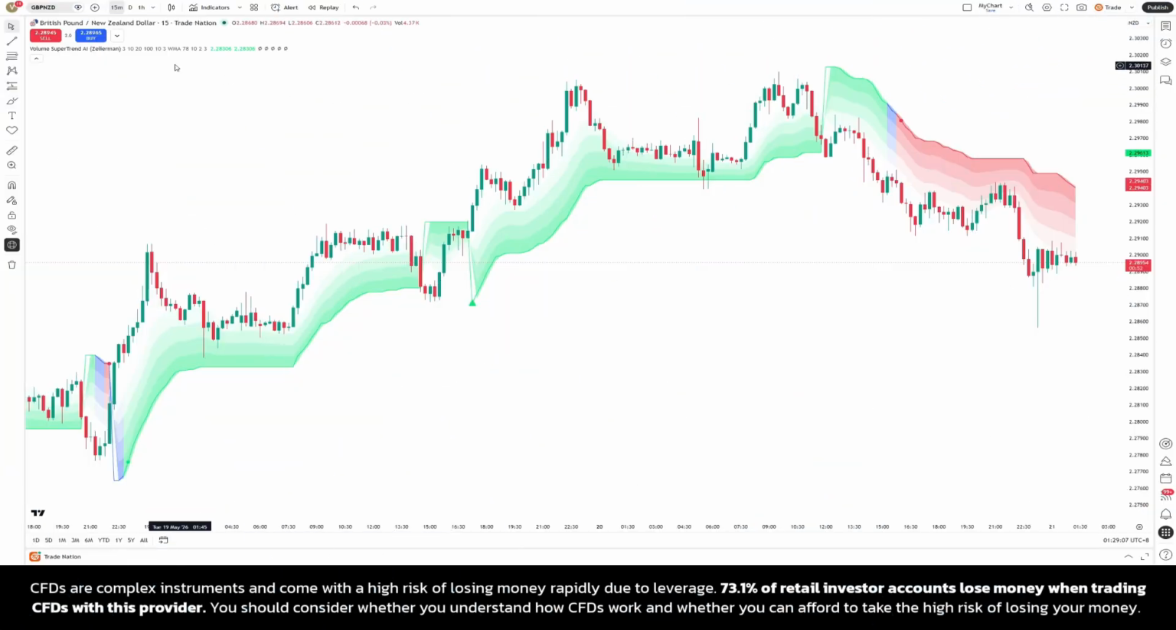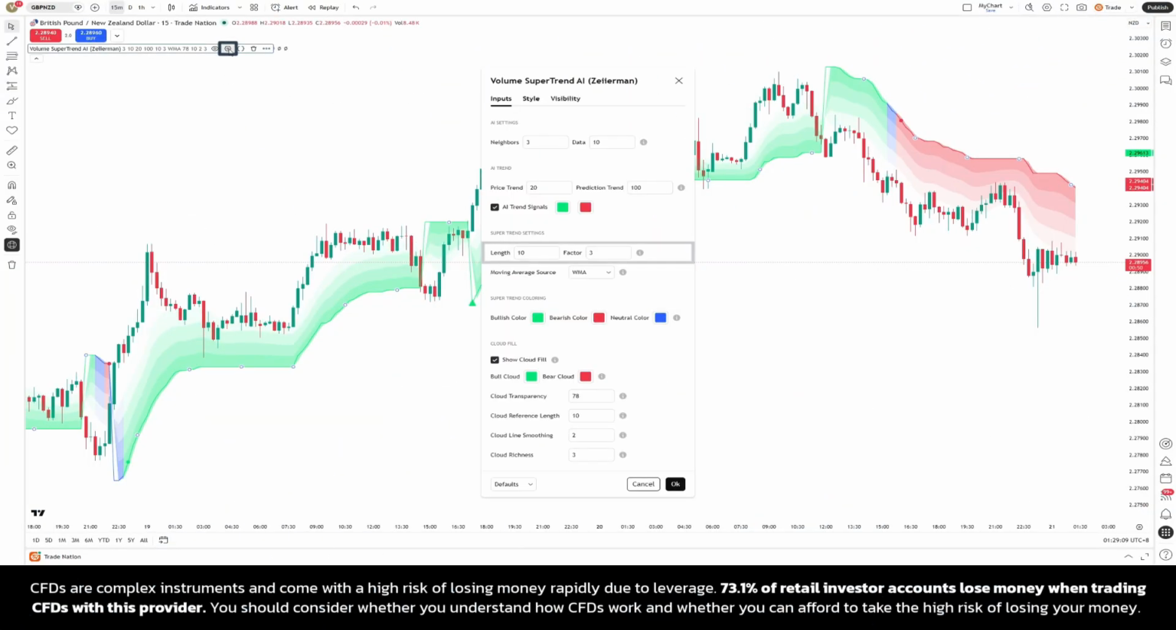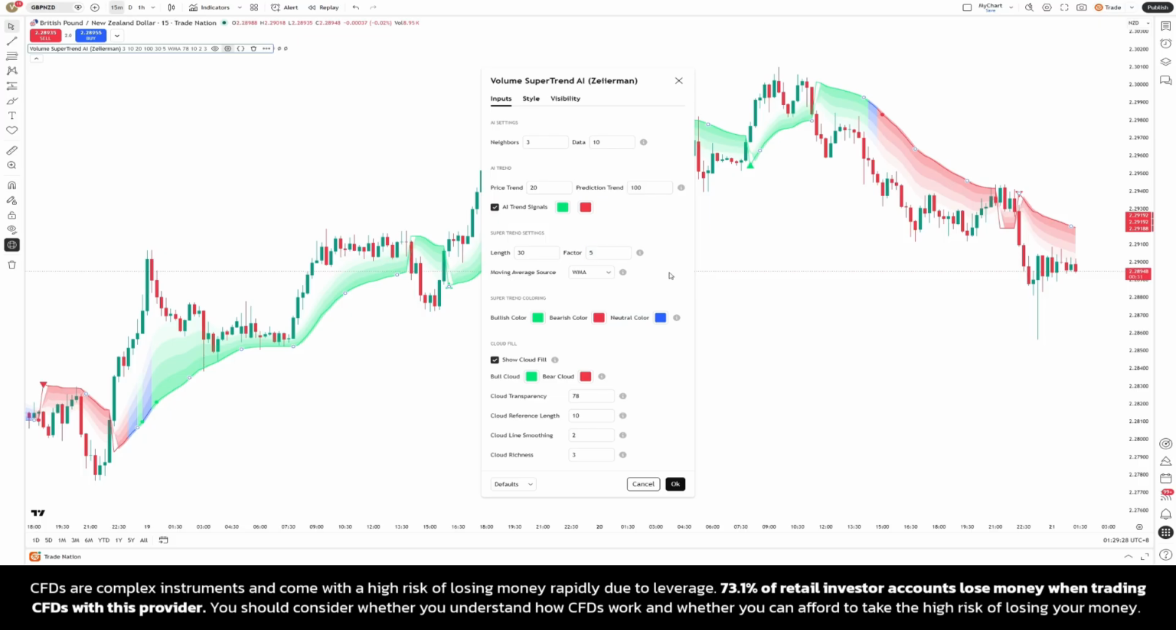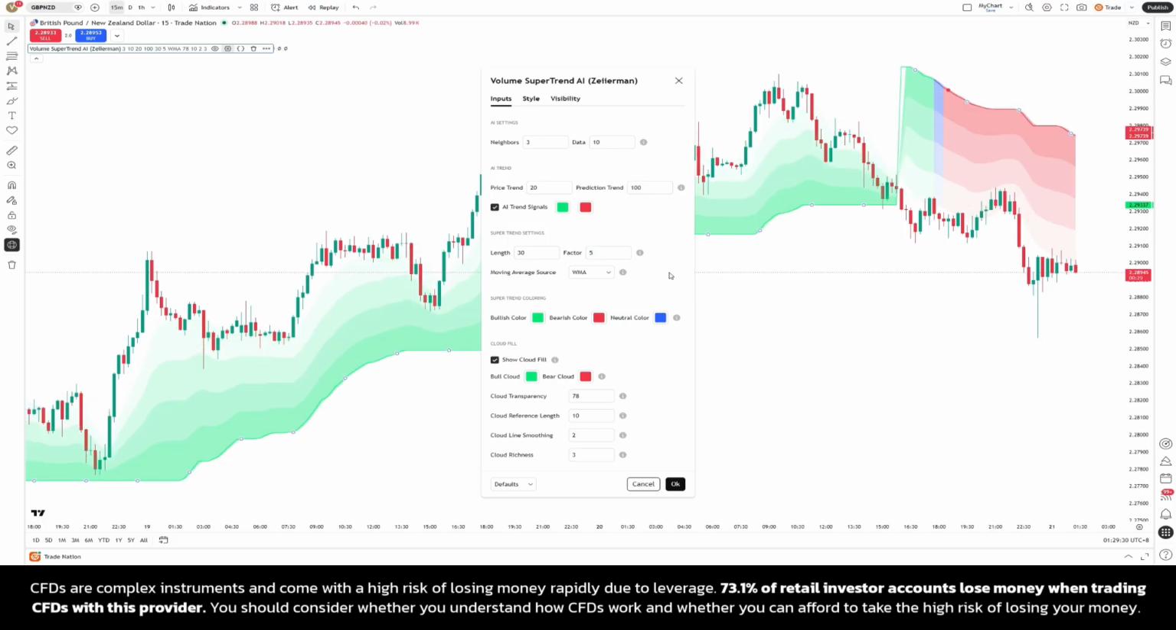The settings also make it fairly flexible. The supertrend length and ATR factor control how tightly the line follows price, while the AI trend lengths influence how quickly the classification responds to change. Shorter settings can make the tool more reactive, but they can also introduce more noise. Longer settings smooth the behavior, which may help in stronger trends but can delay the shift when conditions begin to change. That balance is a big part of how the indicator is meant to be used.